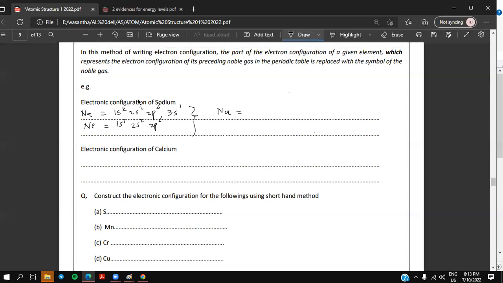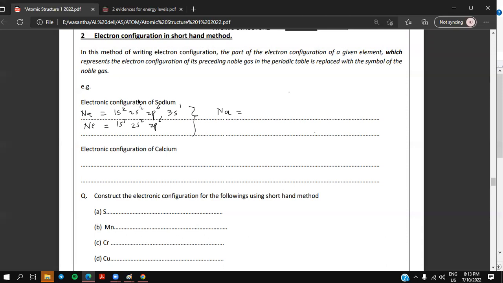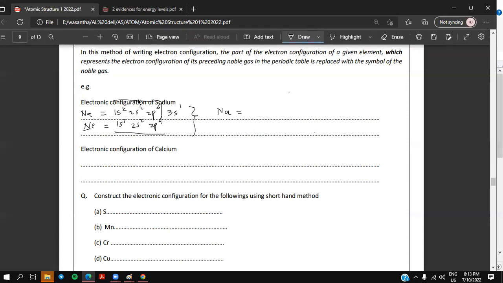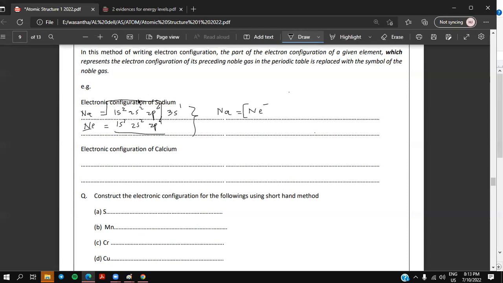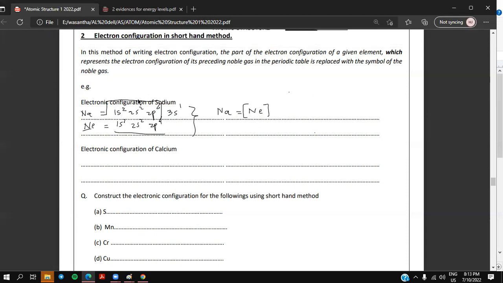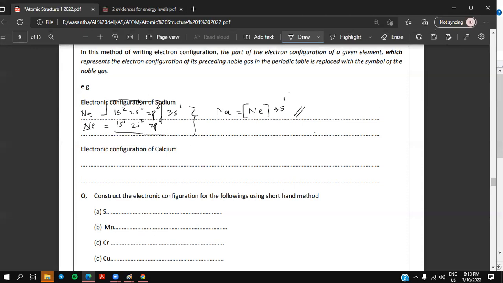Now replace the 1s2, 2s2, 2p6 part of sodium with neon because its configuration is equal to this part of the electronic configuration of neon. So open a square bracket, write neon, close it, and write 3s1. Very, very simple.